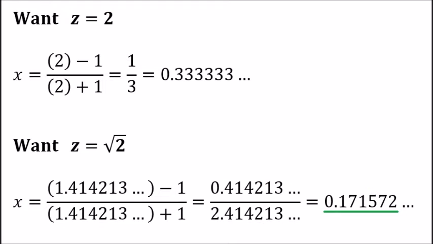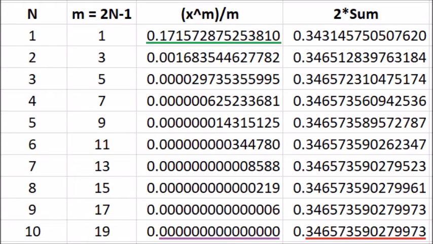Let's try the square root of 2. This can be found fairly easily with Newton's method or some other root-finding algorithm. Plug it into the expression to find x, which is approximately 0.17, as underlined in green. Now plug that value of x into the series expansion. A spreadsheet of those calculations is shown here.